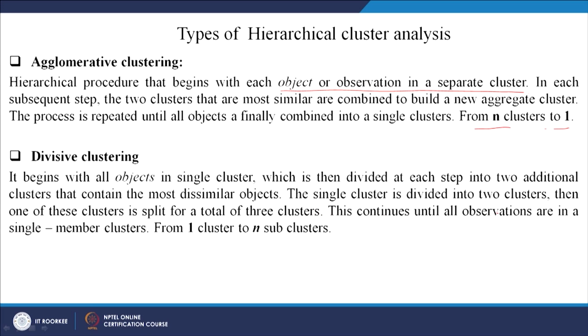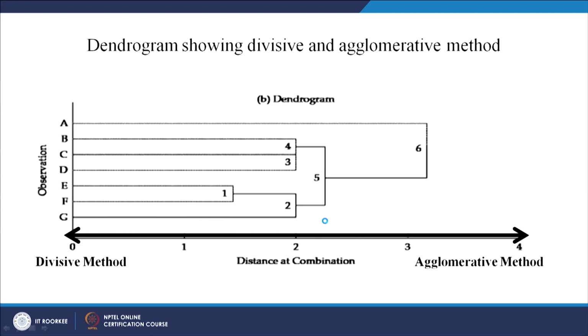This continues until all observations are in a single member cluster, from one cluster to n sub clusters. That is the opposite way, right. So, this is how it looks. So, this is the divisive method. If you go this side, from 6 to 5, 4, 3, 2, 1, and if you go this way, that means this side, so it is the agglomerative way.